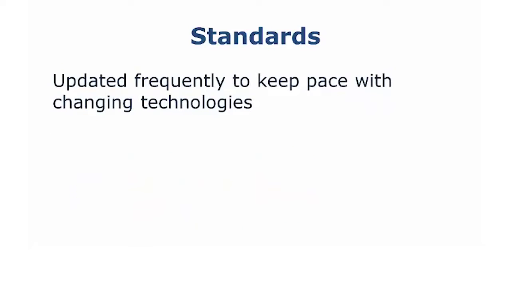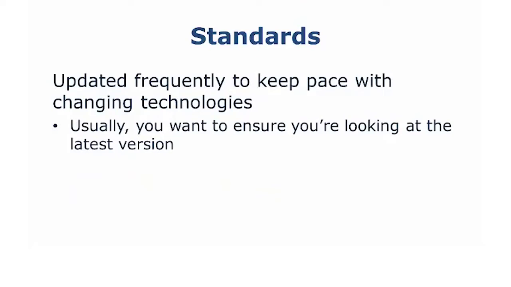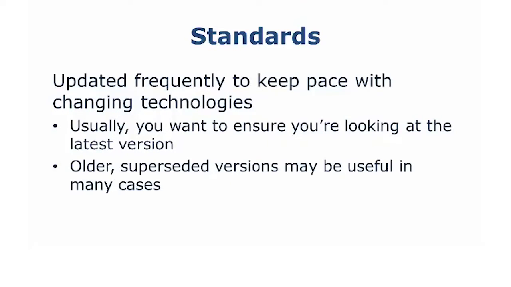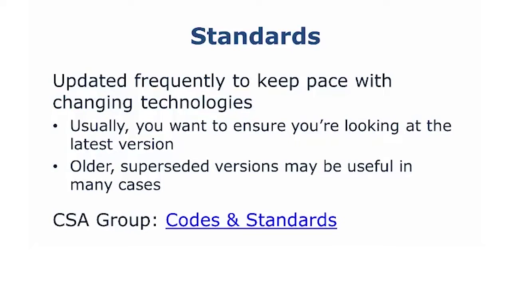Standards are updated frequently to keep pace with changing technologies. Usually, you'll want to ensure you're looking at the latest version of a standard. But older, superseded versions of a standard may be useful in many cases, especially when evaluating a product or process created when the old standard was in place. For more information, see Codes and Standards from the CSA group.